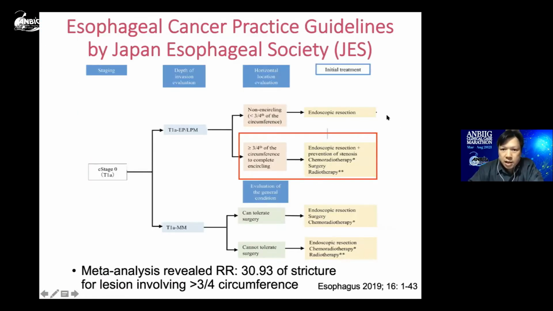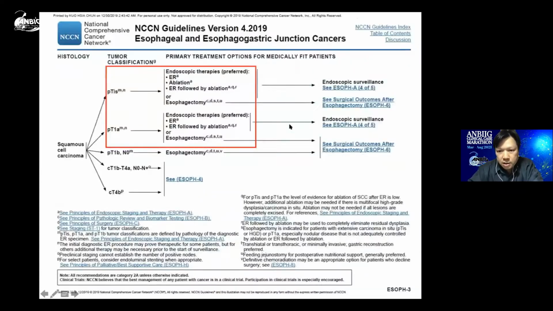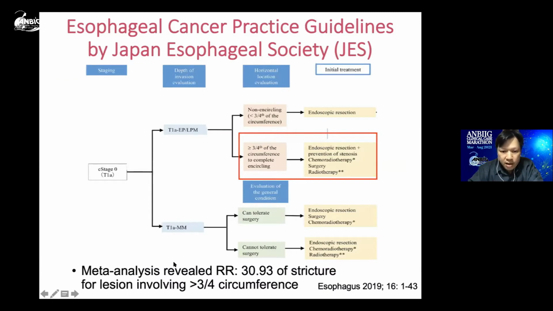The JES has published a new guideline for esophageal cancer. For superficial lesions embedded to the EPA or APM, and with more than 3/4 circumferential extension, endoscopic resection and the prevention of stenosis should be considered. Of course, chemoradiation and surgery are still options, because endoscopic resection for this kind of lesion has a higher risk of stricture. So we need prevention of stenosis.